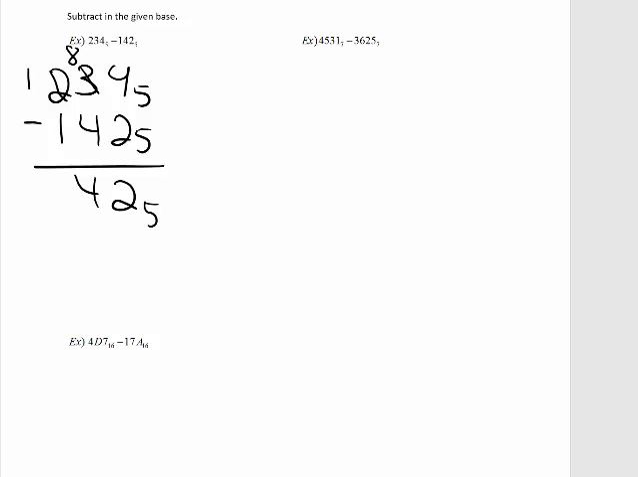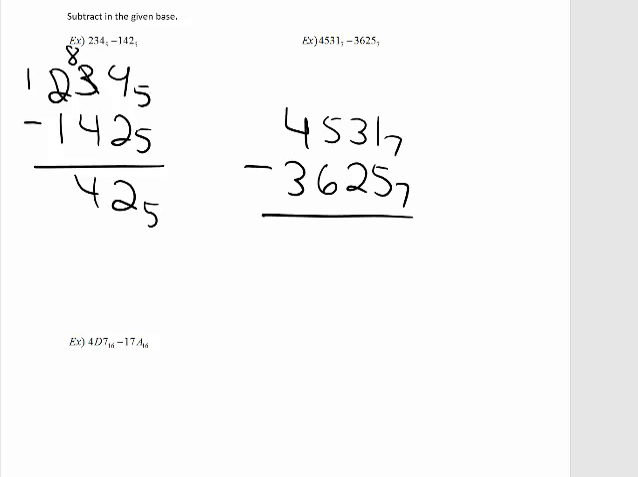Okay, let's take a look at the next example that is in base 7. First thing I want to do is write that vertically. So now I'm going to start with the right column. 1 minus 5 I cannot do, so I'm going to borrow from the 3. Change the 3 to a 2.